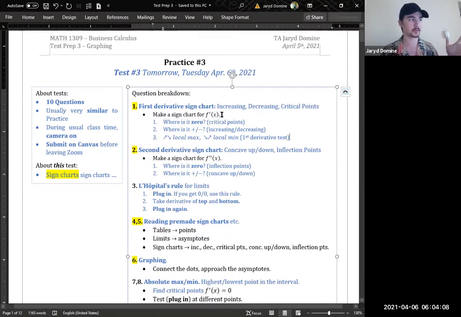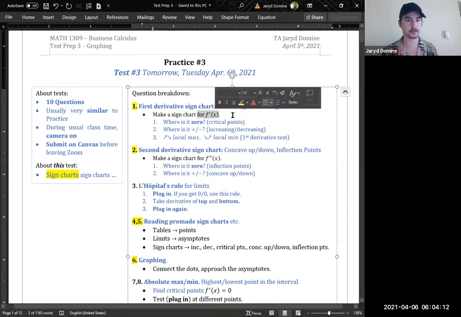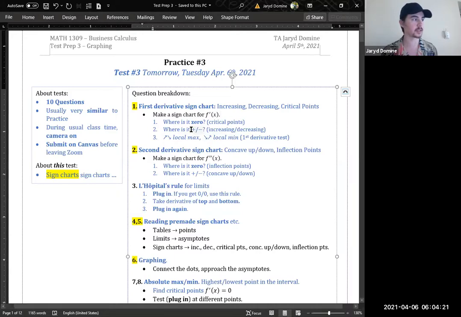To make the sign chart for f prime, first of all, you have to find f prime, of course. Then you ask, where is it equal to 0? Those are the critical points. You'll mark those on your sign chart. And then you'll ask, where is it plus or minus? Where is it positive or negative? Those are the increasing and decreasing areas.